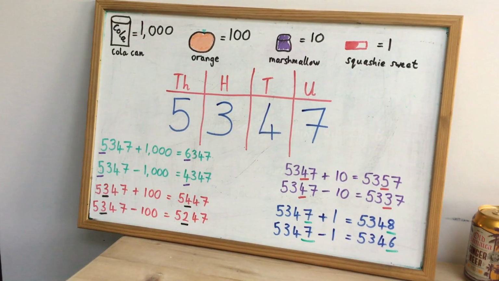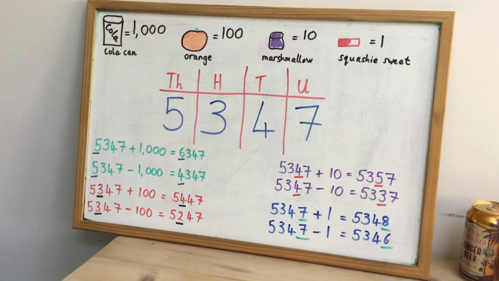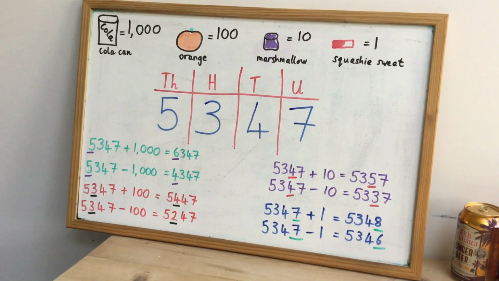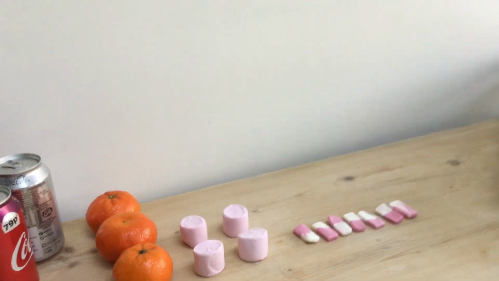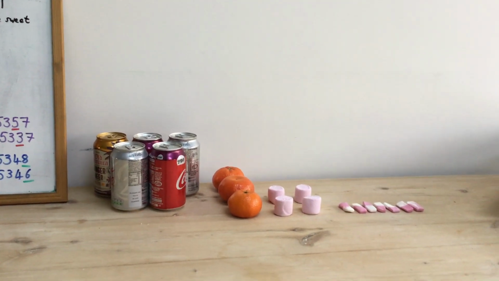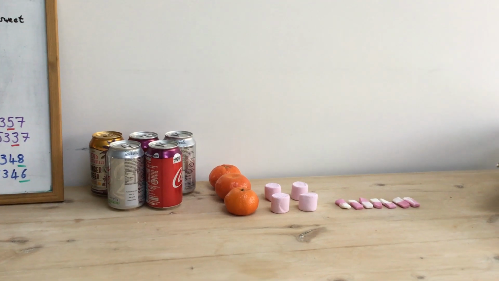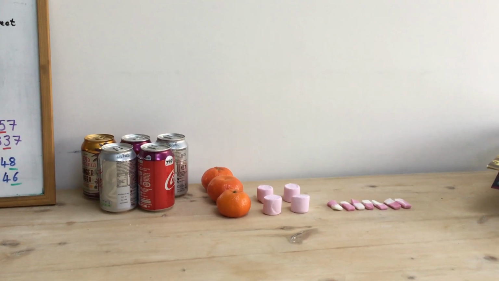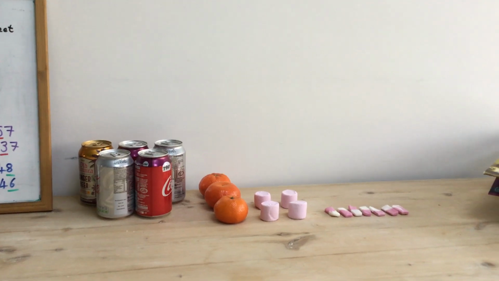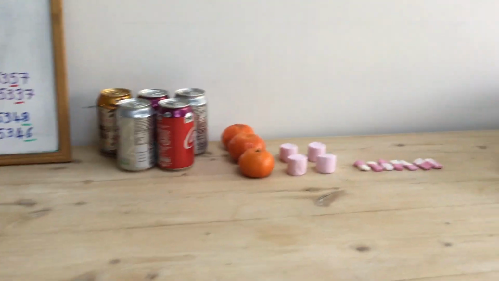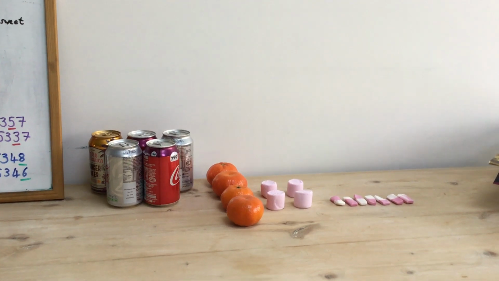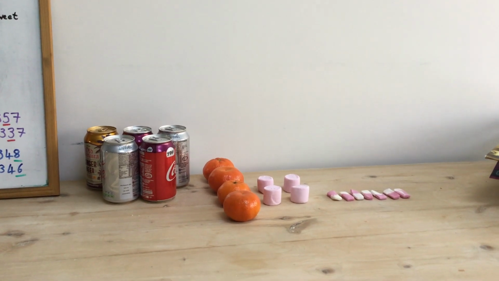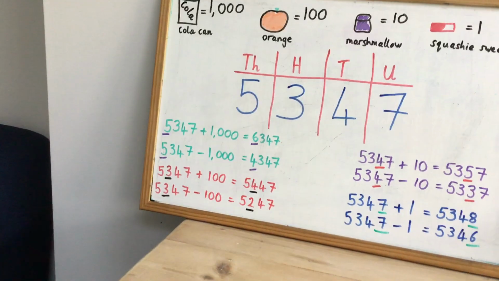And you can see again, it's only the thousands column that has changed. It's gone down by 1 from 5 to 4. I'm going to put that can back, so I'm back to my original number. Let's now try and do the same with the hundreds. So at the moment I've got 3 hundreds in my 5,347. I'm going to add 100 now. So new orange going in. So if I add 100, my new number should be 5,447. Check it out in the red.